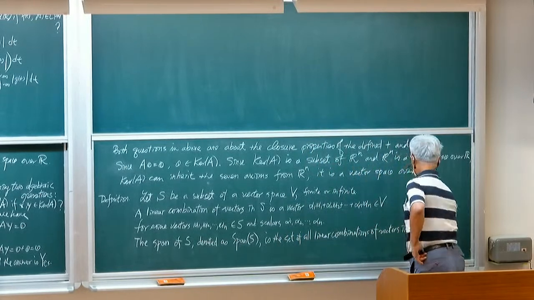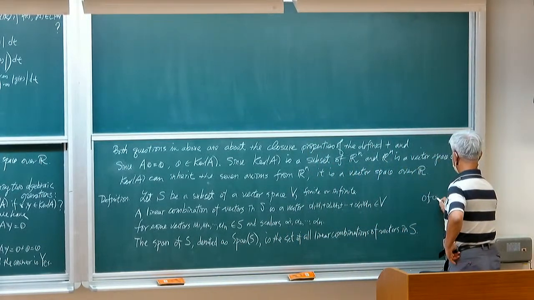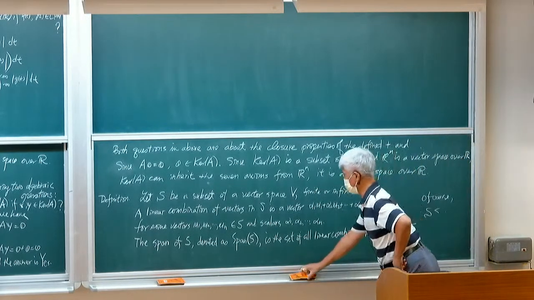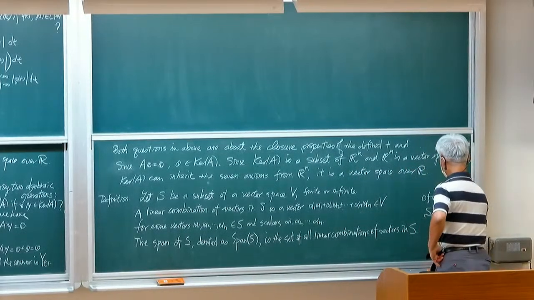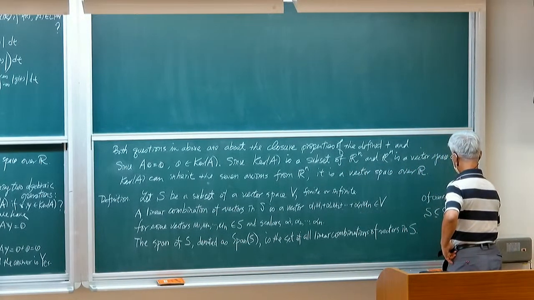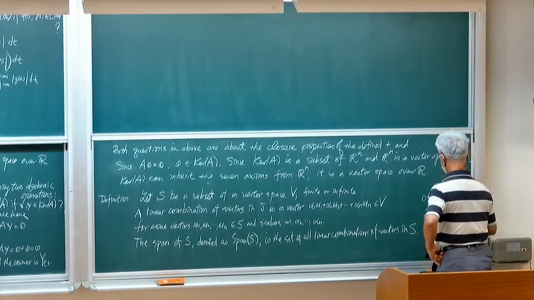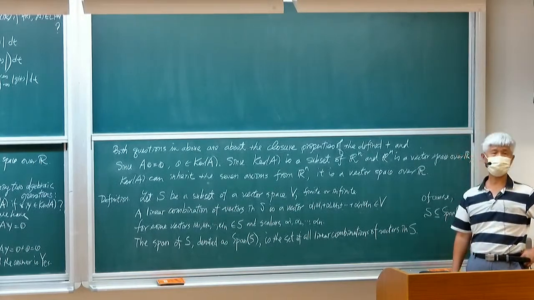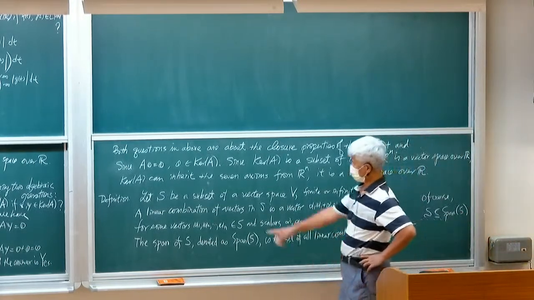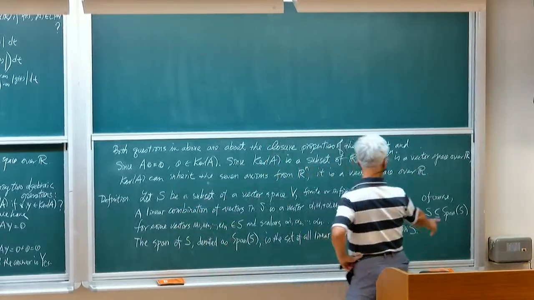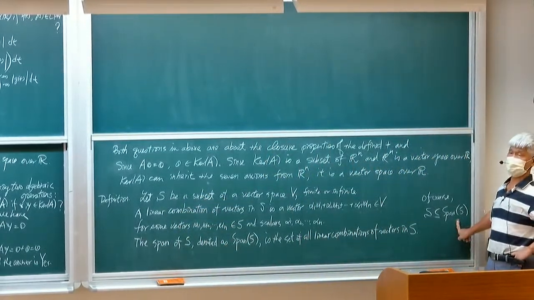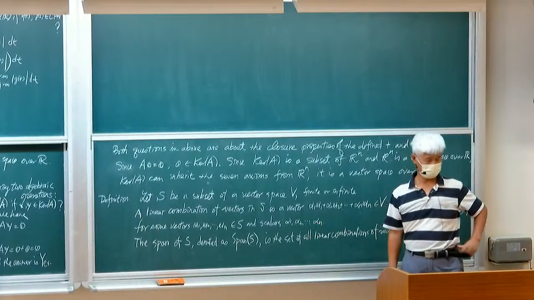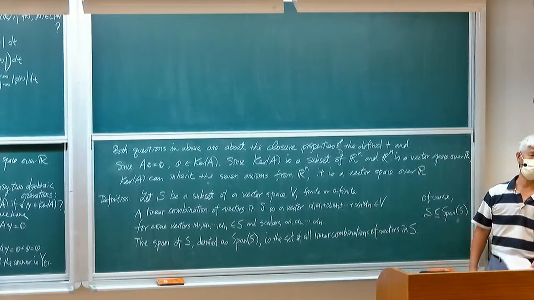Of course, we know that after this expansion, the original set becomes a subset of the span of S. But the span of S is much bigger. Even though S is a finite set, the span of S becomes an infinite set. Why? Because you have infinitely many scalars to use to form the linear combinations.